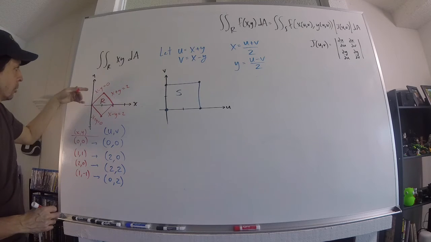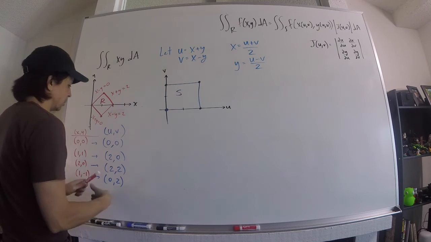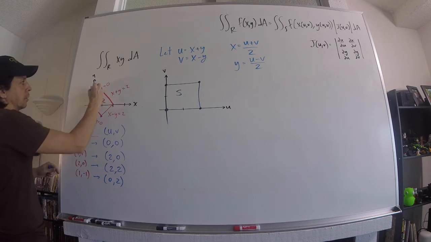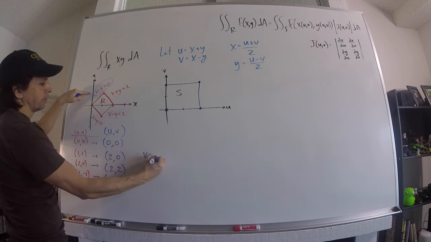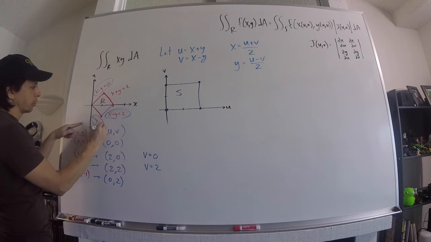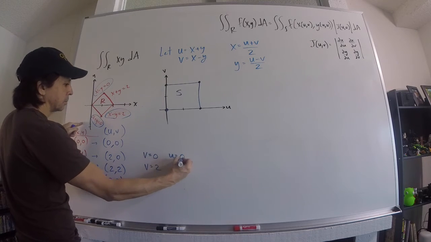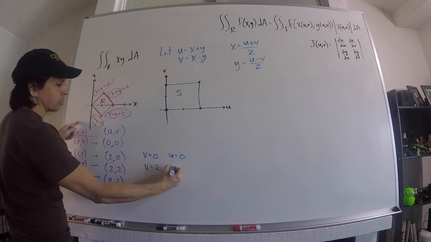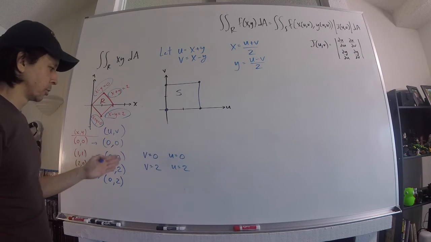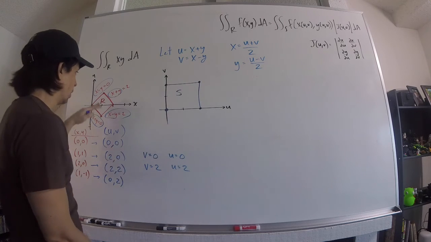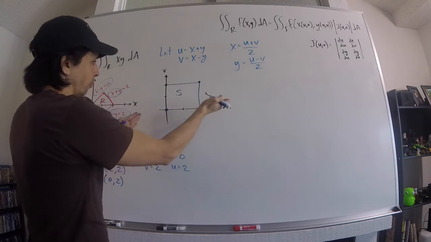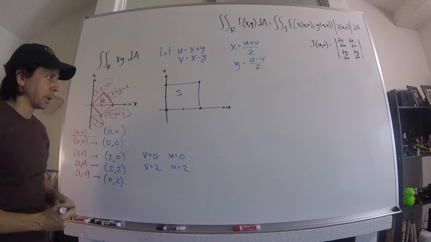So my bounding curves, maybe I shouldn't even put it on there. This one becomes v is equal to 0. This one becomes v is equal to 2. This one becomes u is equal to 0. And this one becomes u is equal to 2, like I did earlier. So now I can draw my region not by looking at vertices, but by looking at bounding curves. So those four sides transform to these equations: u is equal to 0, u is equal to 2, v is equal to 0, v is equal to 2. It's the same region. But anyway, that's another way to look at it.